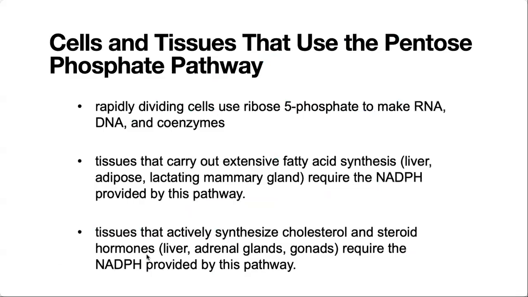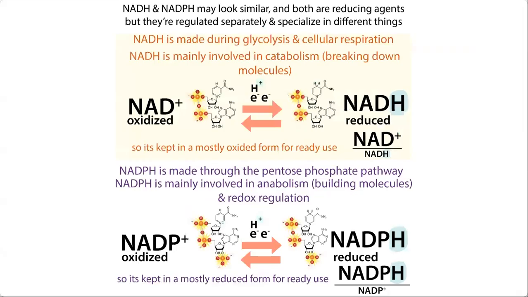The cells and tissues that are going to use it include rapidly dividing cells, so that they can make RNA and DNA to duplicate their DNA in order to divide and still have enough DNA for each cell. Tissues that are doing a bunch of fatty acid synthesis, that fatty acid synthesis is going to need that NADPH. So remember, we talked about how NADPH is going to be used typically for anabolism.